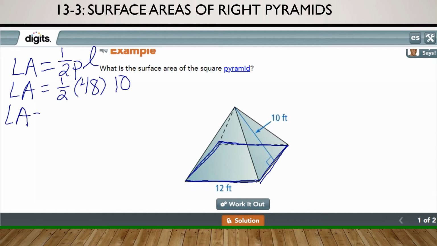Now we're going to go ahead and multiply. If you get half of 48, that is 24. And then multiply that by 10. And then 24 times 10 is 240. And don't forget your units, that's feet squared.